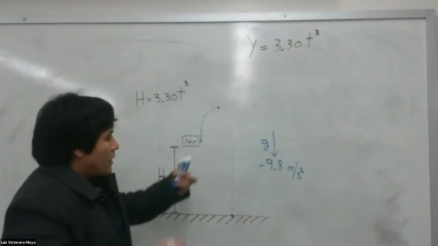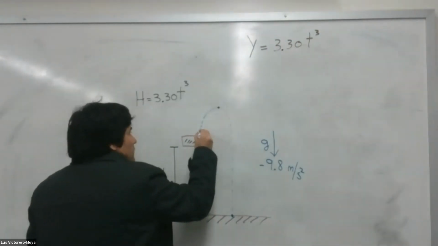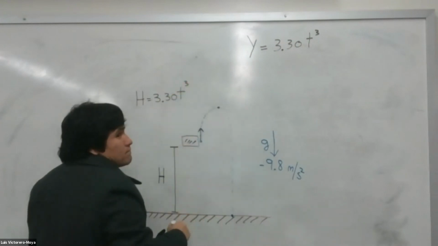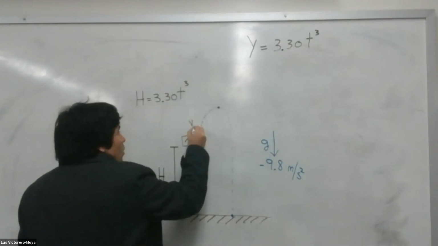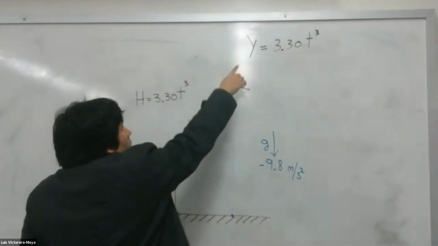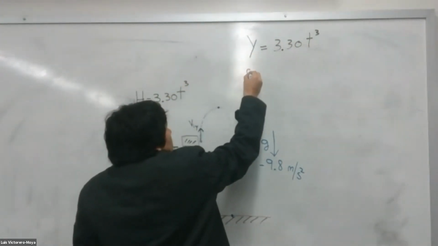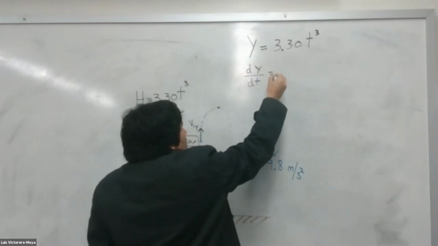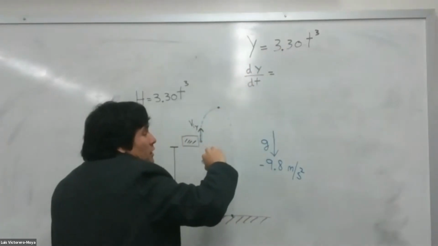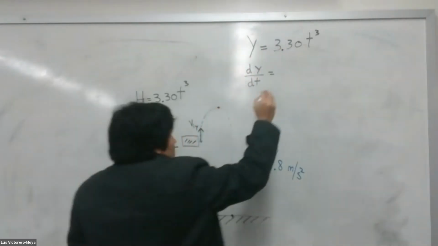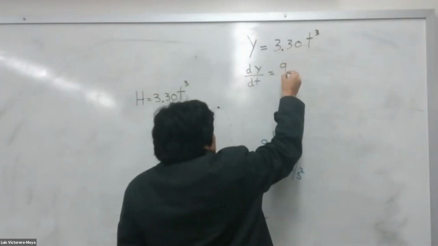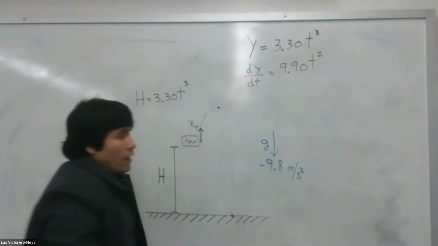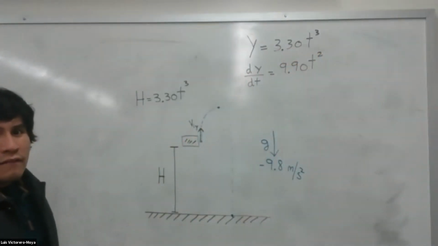The velocity of the mailbag going up is the same as the velocity of the helicopter going up. That's the initial velocity on y. So what do I do? I take the derivative. You know why I take the derivative? Because it's a function of time. The derivative of that will give me the velocity at any instant. That is my velocity on y.